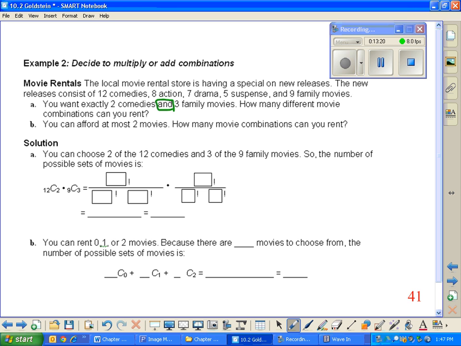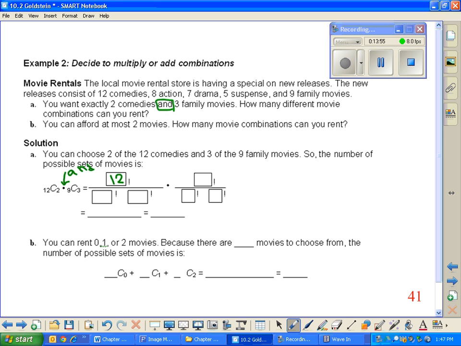So if we jump down here to the solution, part A, you can choose 2 out of those 12. They told us up here, 12 comedies. So we can choose 2 out of those 12. And they told us there were 9 family movies. We're picking 3. So the way we would set this up is, out of the 12 comedies, we're picking 2, and out of the 9 family movies, we're picking 3. So we want this to happen and we want that to happen. Now we're just plugging those numbers into the equation.